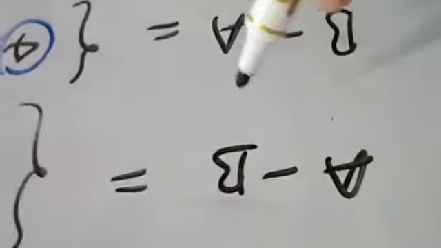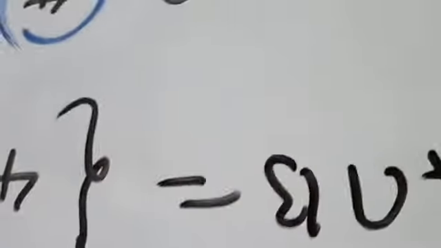This is A minus B. This is B minus A, and A intersection B. There is no common element among A minus B, A intersection B, and B minus A. So these three sets are disjoint sets. Think and discuss. Okay, next take the exercise problems.